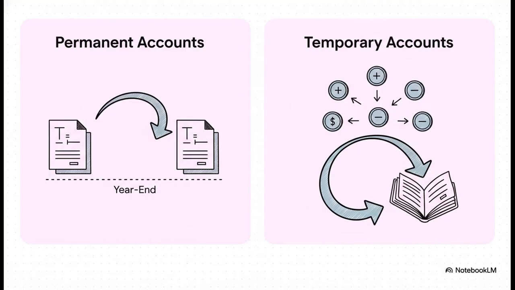Now, this whole process relies on understanding the difference between 2 types of accounts. You have your permanent accounts, think assets, liabilities, and equity. Their balances just carry forward year after year. Then you have your temporary accounts. That's your revenues, expenses, and dividends. They only measure activity for 1 period, so at the end of the year, they get reset back to 0.